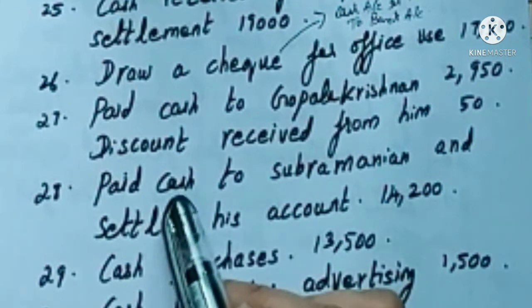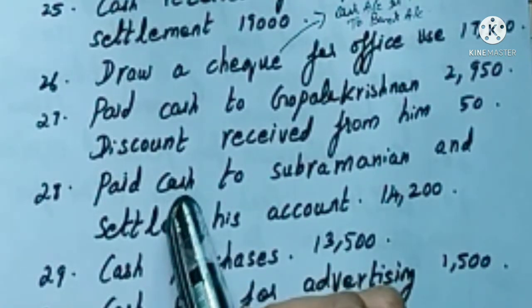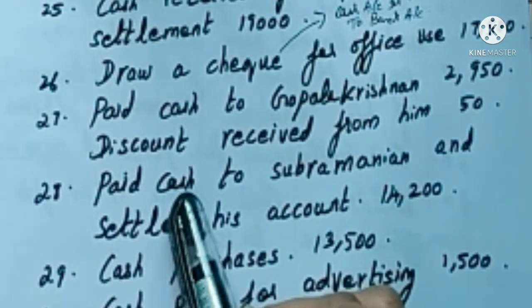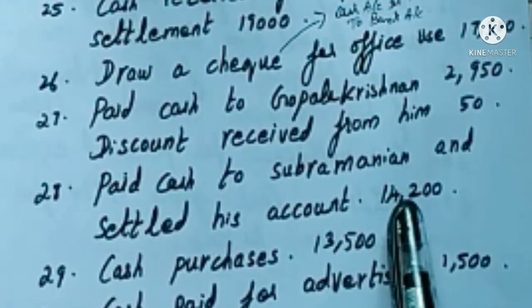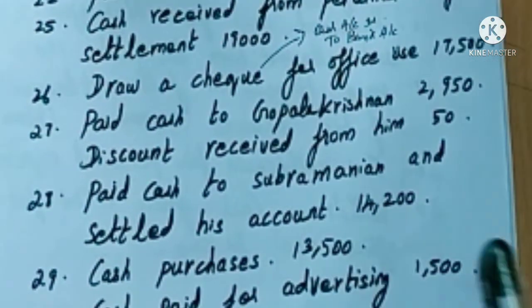So when you pay cash, it is going out. So we are going to credit cash account. Since cash account is credited, I am going to write it on the credit side. Okay. I am going to write it on the credit side by Subramanian's account 14,200 rupees. And in discount column, I am going to write 100 rupees as discount received.